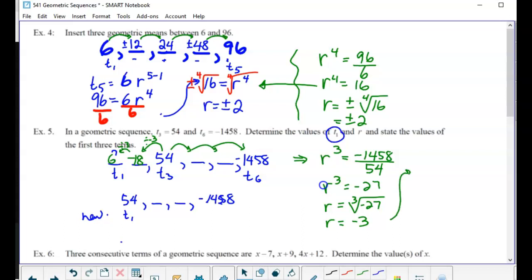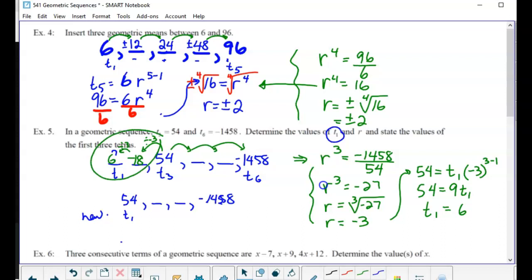Or you can go, okay, well, T3 is 54. That's equal to T1 times r to the 3 minus 1, which is 2. So 54 equals 9 T1. T1 equals 6. Okay. Somehow you have to show the work, right? So I would want to see this. If you then showed me what you were doing here, I'd be okay with that, or you show this.